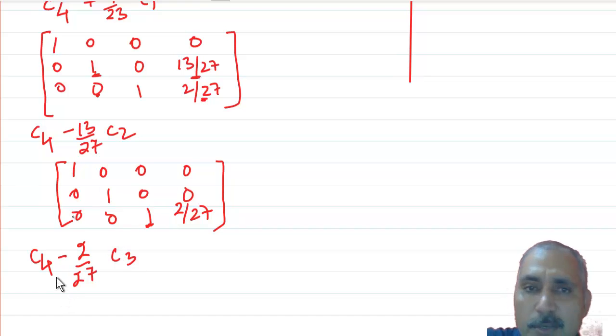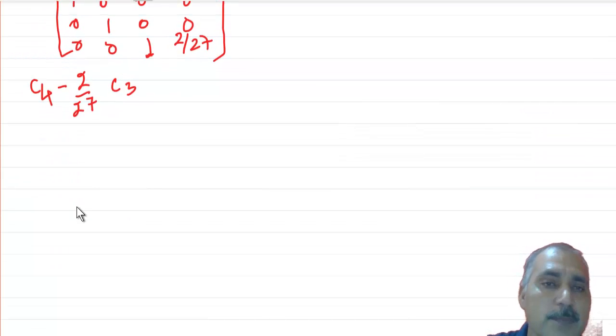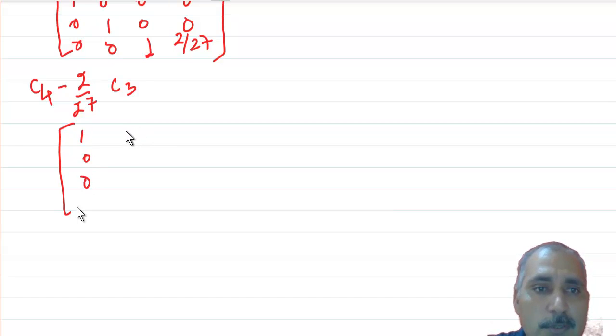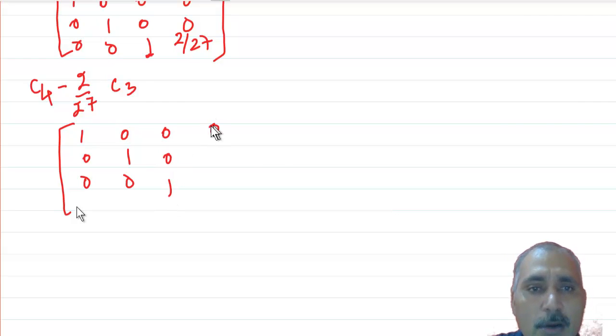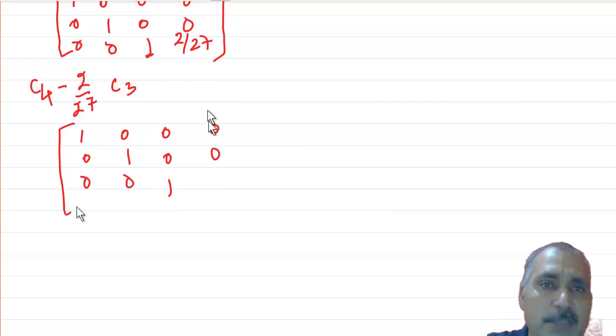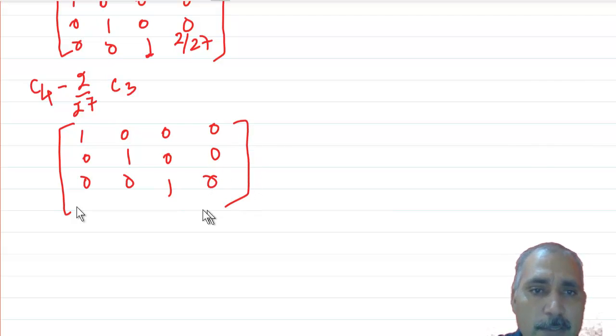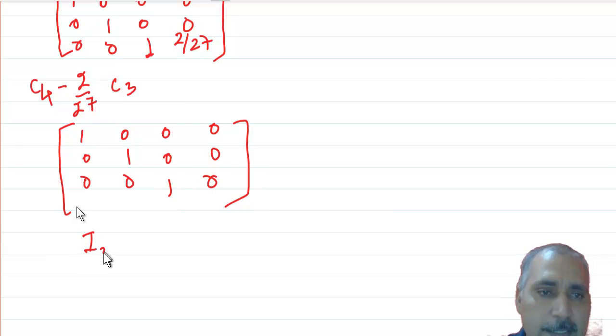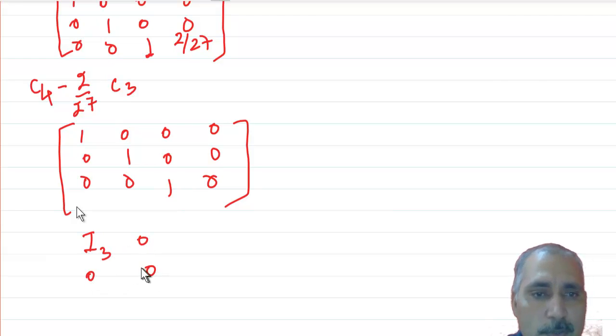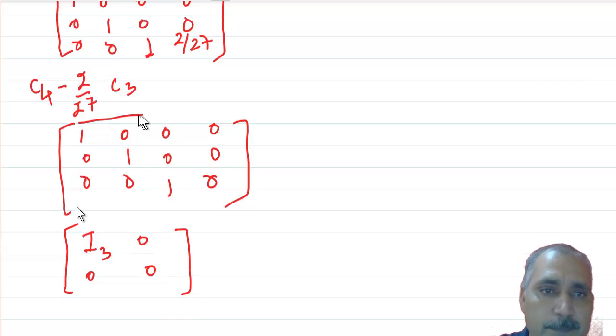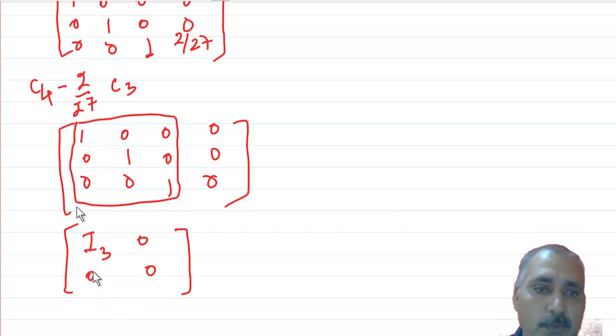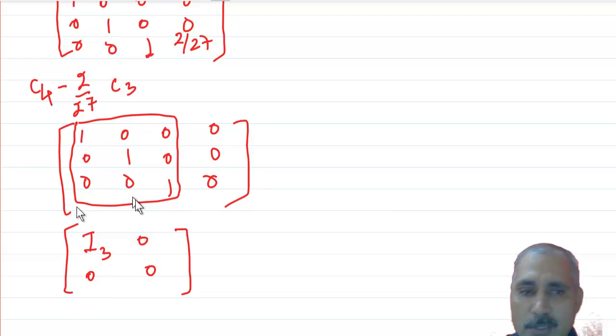Now what we are going to get, the corresponding element will become 0. We have 1, 0, 0, 0, 1, 0, 0, 0, 1, and earlier we were having 2 by 27, now this time this third element will also become 0. So this is of the format I3, 0, 0, 0. This one is I3, the identity matrix of order 3 by 3. So we will write that as I3 and we will put the zeros to complete the matrix.